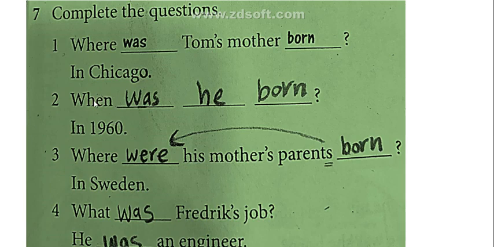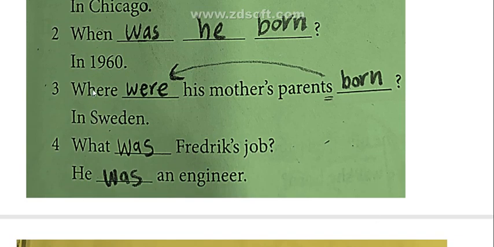In Chicago. When? Because here we have a singular, so we put was in the form of a question. When was he born? And we put it, as we say, between the WH question word and the subject. In 1960. Where were his mother's parents born? We say were here because the subject is plural. In Sweden. What was Frederick's job? Frederick is singular, so we put was. He was an engineer.